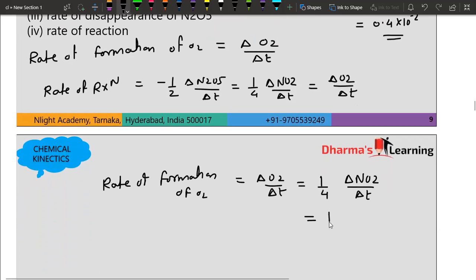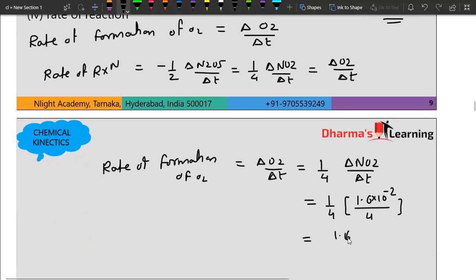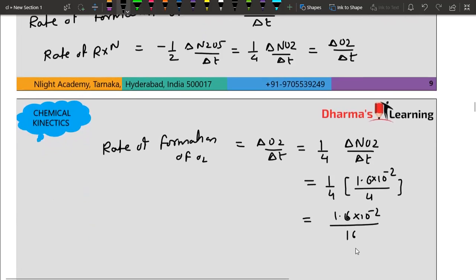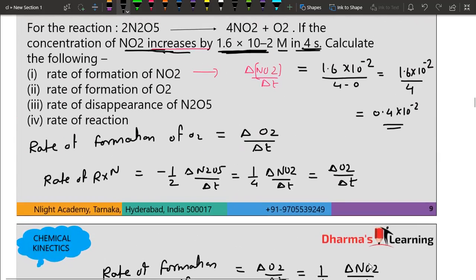So we can write 1 by 4. What is the change in concentration given? 1.6 into 10 to the power of minus 2 divided by 4 seconds, right? So we will write it like this: 1.6 into 10 to the power of minus 2 divided by 16. So we know this will be nearly 1.6 by 16, which is 1 by 10. We can write it as 0.1 into 10 to the power of minus 2, which equals 10 to the power of minus 3. This is the rate of formation of O2. So we got our second answer also.